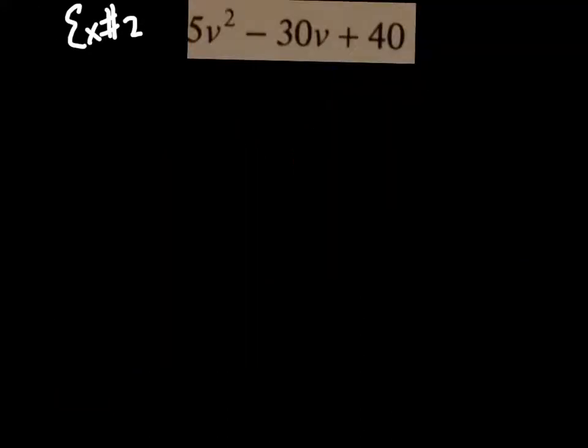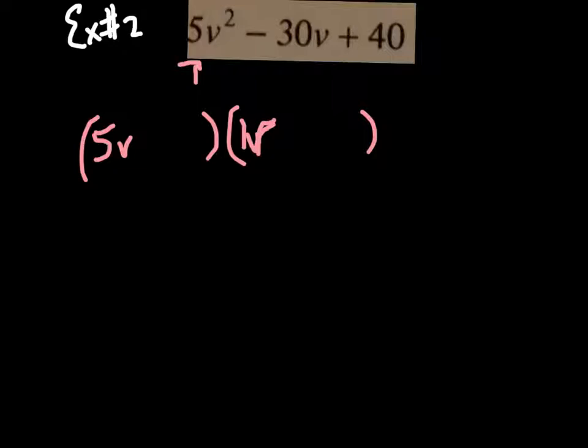Second example, sometimes there is a leading coefficient there, 5. This then makes the problem harder. So I'm going to start with combinations that give me 5, so 5v and 1v. Fortunately, that's the only combination I could have. If that was a 6, you would have 2 and 3 and 1 and 6, and then you'd have to keep trying and trying and trying.